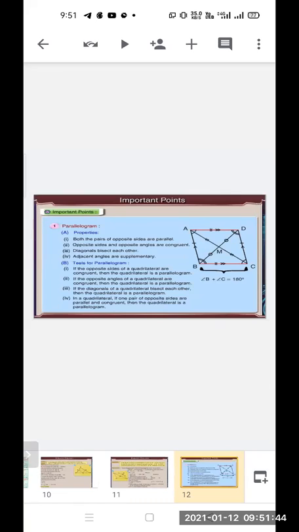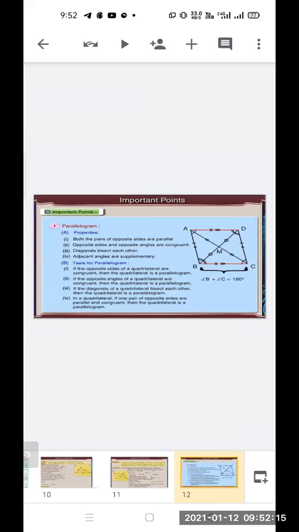After that we have studied tests for parallelograms. What are the tests? If the opposite sides of a quadrilateral are congruent, then the quadrilateral is a parallelogram. If the opposite angles are congruent, then the quadrilateral is a parallelogram. And if the diagonals bisect each other, then that quadrilateral is also a parallelogram. All these we have studied.